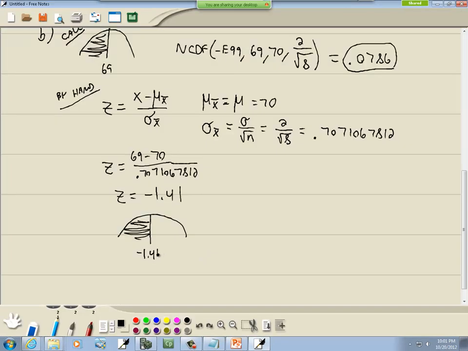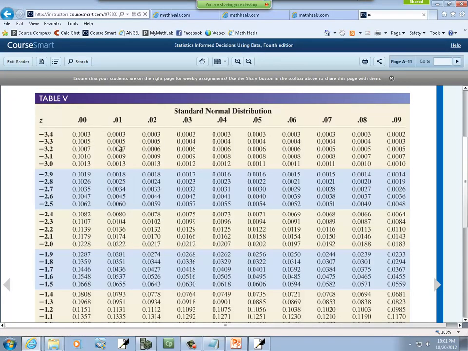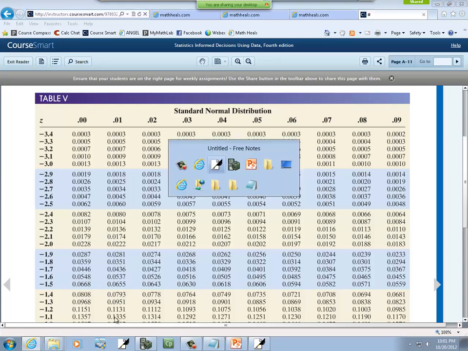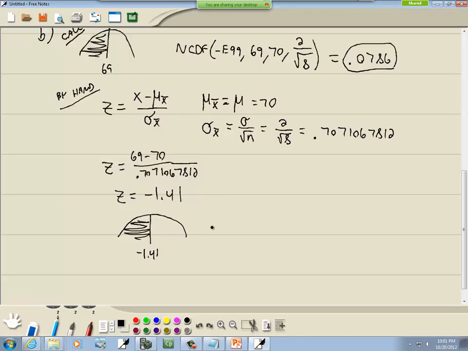Now the hundredths place is the 1, so I'm going to look in the 0.01 column. And I'm looking up negative 1.4. So I go down to negative 1.4, and I get 0.0793. Notice, it's a different answer than what I got up above. It's close, but it's different. Again, unfortunately, when we use tables in the book, we have to do some rounding, and we lose some precision. The calculator gives you a more accurate answer.